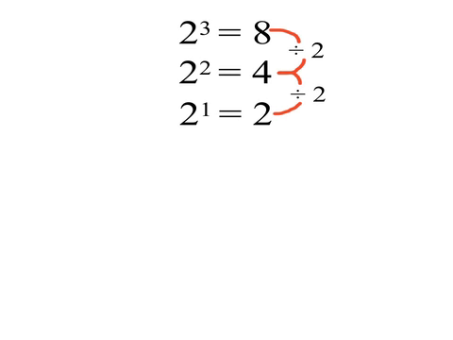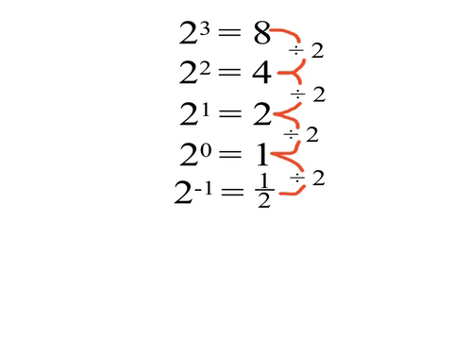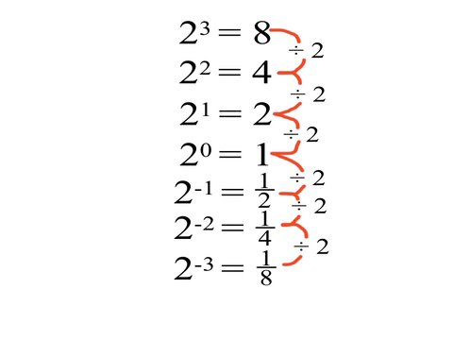So to go down to the next integer power, which would be 2 to the 0, it makes sense that we should divide by 2. So using this rule, 2 to the 0 power is equal to 1, because 2 divided by 2 is 1. Well, let's go to the next integer power, which would be 2 to the negative 1, and we'll divide by 2 again. And 1 divided by 2 is 1/2. So the next integer power would be 2 to the negative 2. 1/2 divided by 2 is 1/4. And 2 to the negative 3 would be 1/4 divided by 2, which is 1/8.